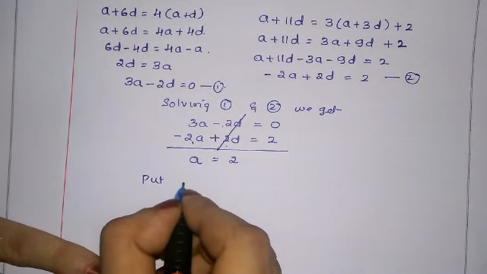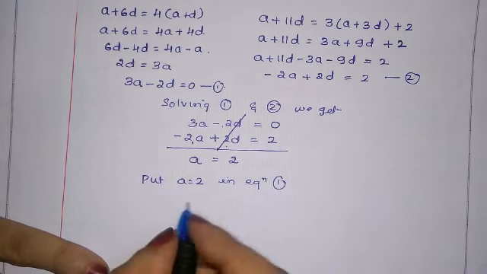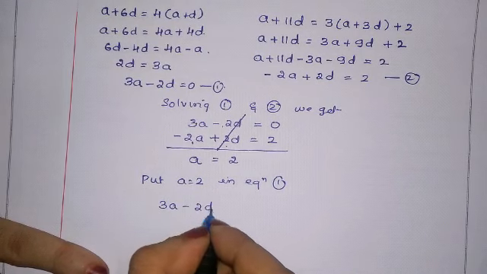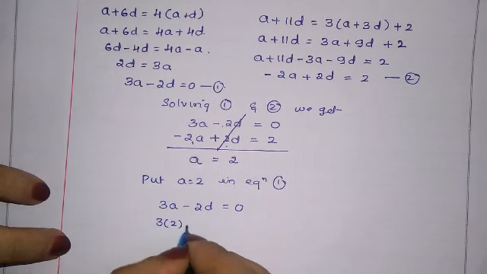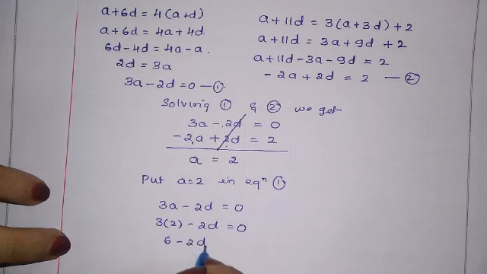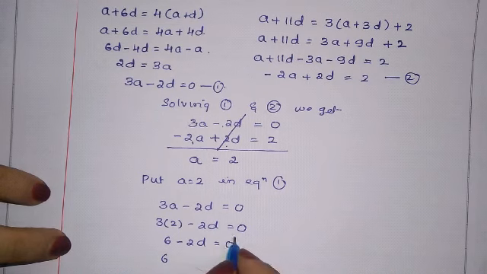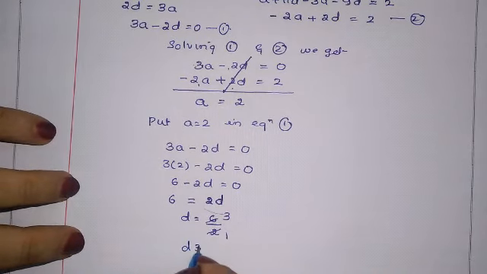Put A equal to 2 in equation 1. Any one equation we can take. I'll take equation 1: 3A minus 2D is equal to 0. No number is left, means 0. 3 into A value 2, minus 2D equals 0. 3 twos are 6, minus 2D is equal to 0. If I take this side, it becomes plus: 6 is equal to 2D. D is equal to 6 upon 2. 2 ones are 2, 2 threes are 6. D is equal to 3.